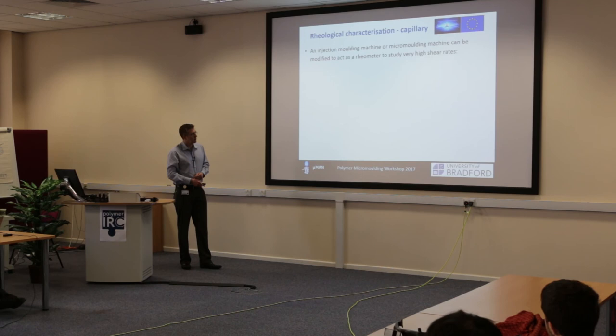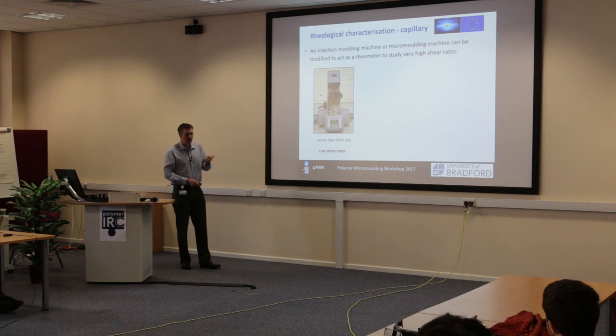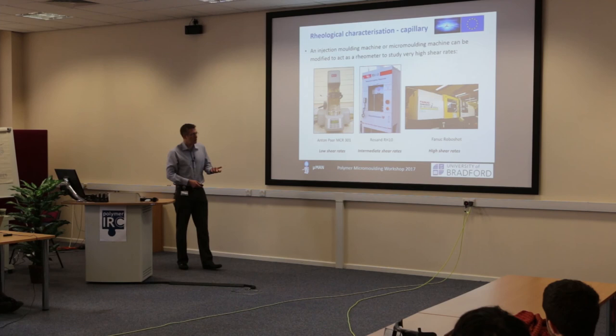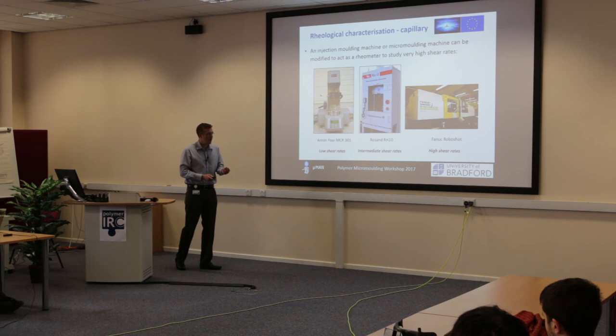So what we've done is use an injection moulding machine as a rheometer, essentially, to give us extra information, as well as the rotational or oscillatory rheometer and the capillary rheometer. We've used an injection moulding machine to fire polymer through capillary dies. So we're using the same technique as the capillary rheometer, but at much higher rates. We're firing material through dies at really high rates, measuring the pressure drop, to see how they behave at very high shear rates.